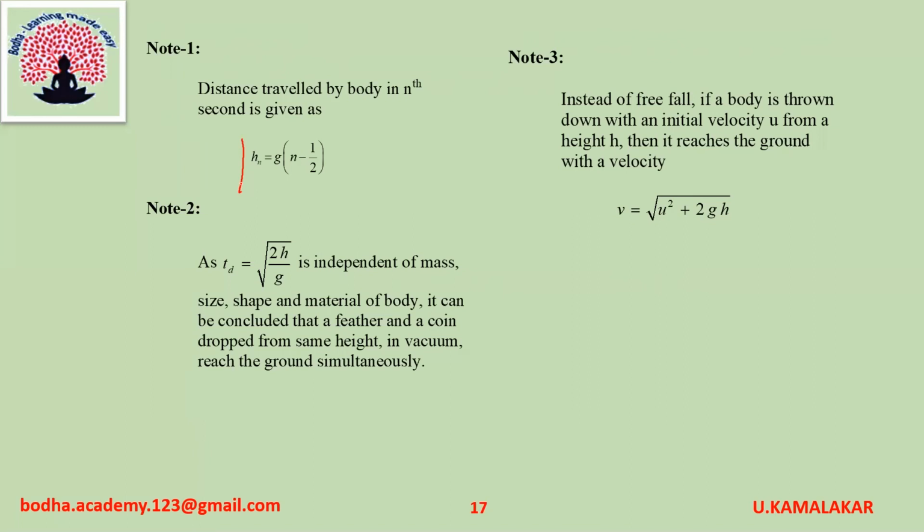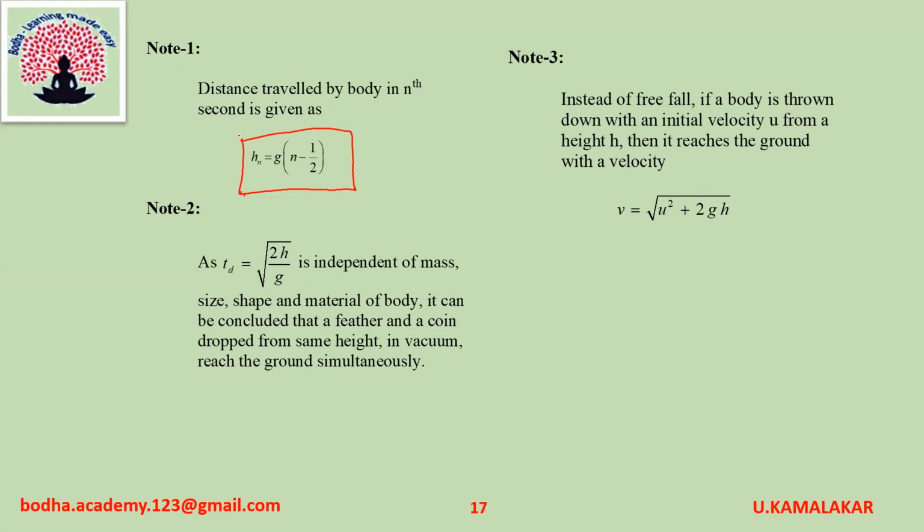Note, for a freely falling body, the distance traveled by the body in the nth second is given as hn = g(n − ½). Note 2, as time of descent is equal to √(2h/g), and this equation is independent of mass, size, shape, and material of the body, therefore, it can be concluded that a feather and a coin dropped from the same height in vacuum reach the ground simultaneously.